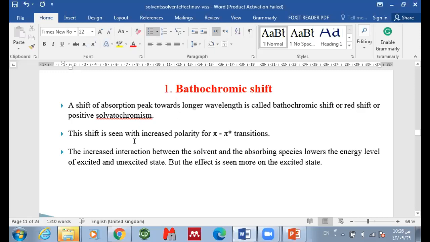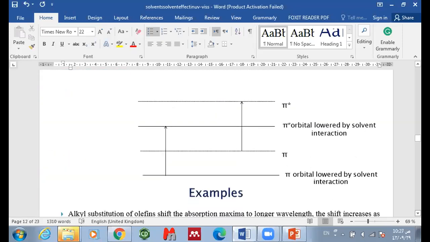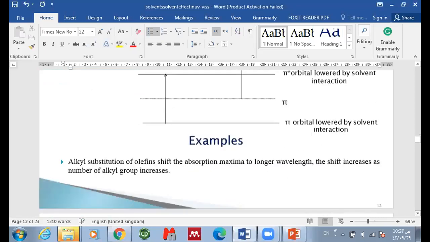And this shift can be seen with increased polarity. That means when we increase the polarity of the solvent, we will get the pi to pi star transition. The increased interaction between the solvent and the absorbing species lowers the energy level of the excited and unexcited state, but the effect is seen more on the excited state. This figure explains the above note.